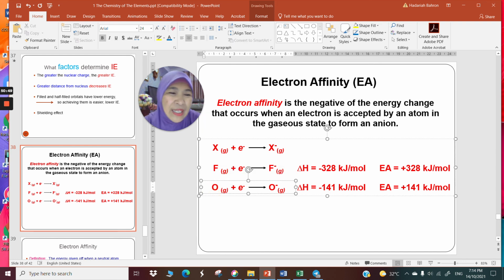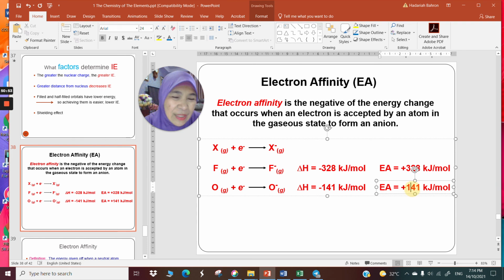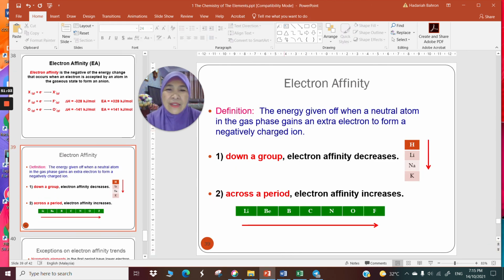Oxygen has lower electron affinity than fluorine. So it is actually the energy given off when a neutral atom in the gas phase gains an extra electron to form a negatively charged ion.